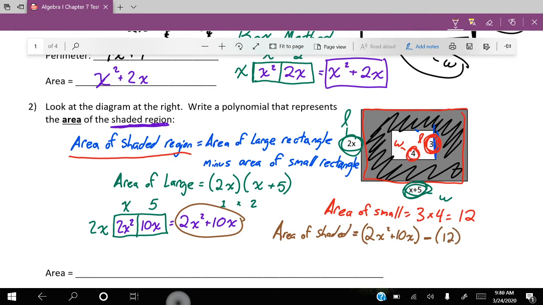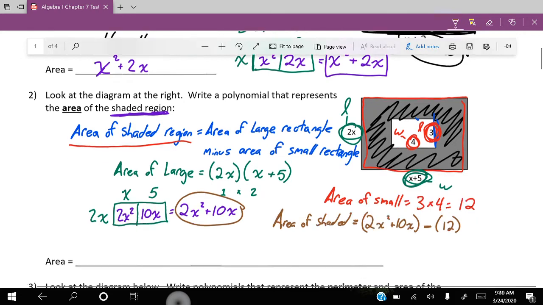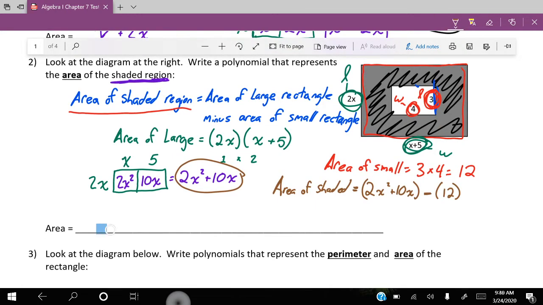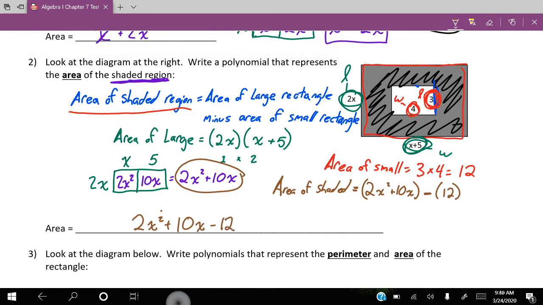Well, okay. There's not much I can do here in terms of combining like terms. So I can actually ignore the rectangles, and I can say the area of the shaded region is simply 2x squared plus 10x minus 12. Again, I cannot combine any like terms, so this is legitimately my polynomial that represents the area of the shaded region. All right, so that's all I need to write for number 2.